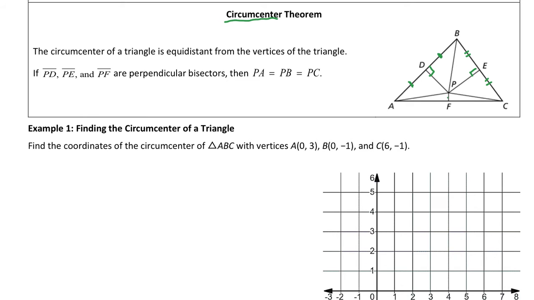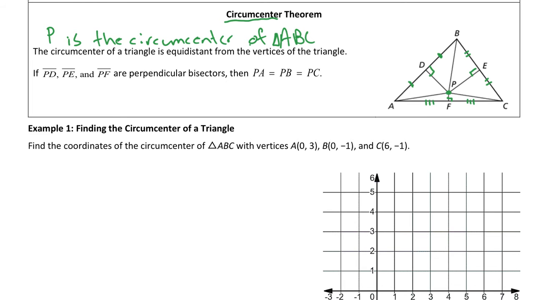PF is a perpendicular bisector. PF is perpendicular to AC. It splits AC into two congruent parts. So that means that P is the circumcenter of ABC, triangle ABC, sorry.